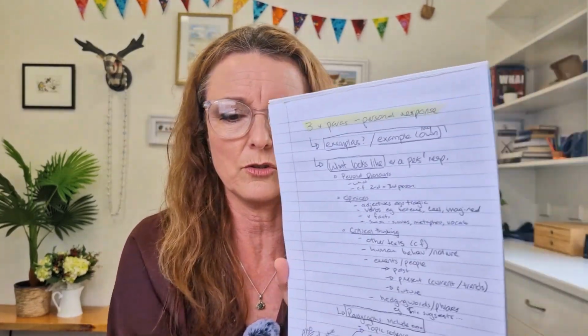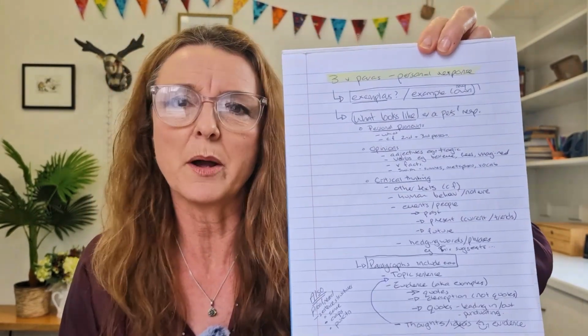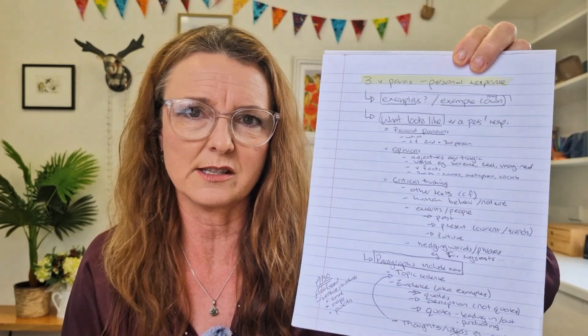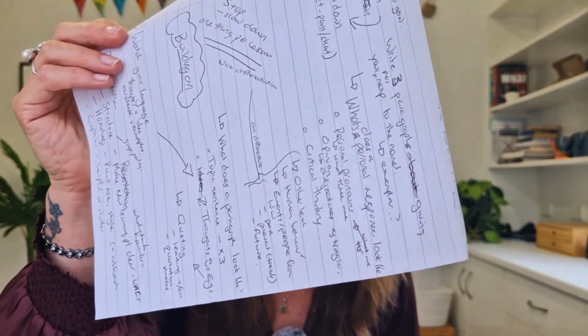So I get my little bit of paper. Why can I never do this? Get my little bit of paper and I just map it out. That's my planning, folks. Nothing fancy. And actually, to be honest, this is actually the first draft. I wrote it out nicely for you.